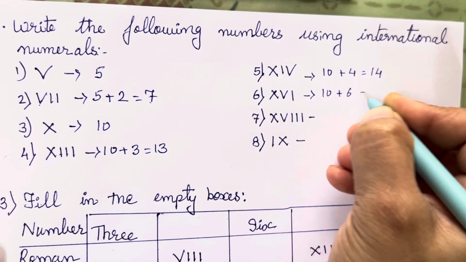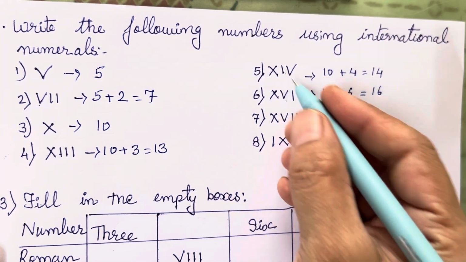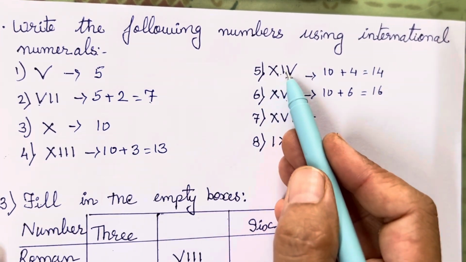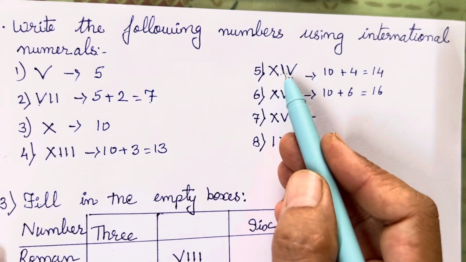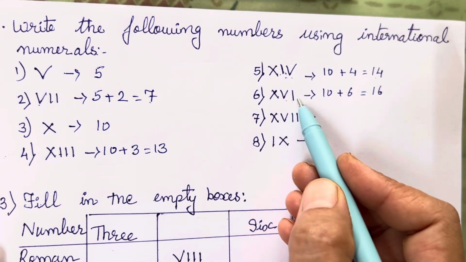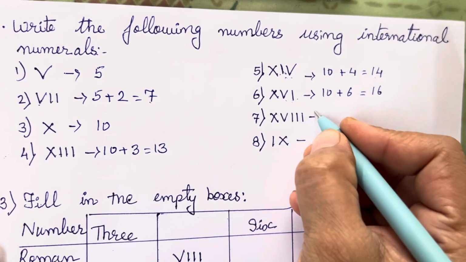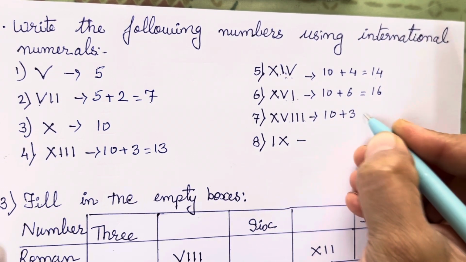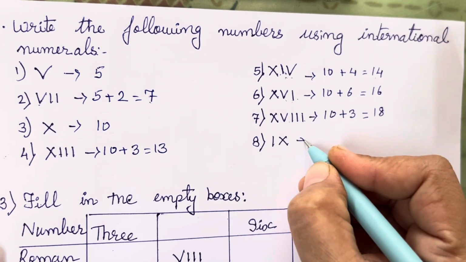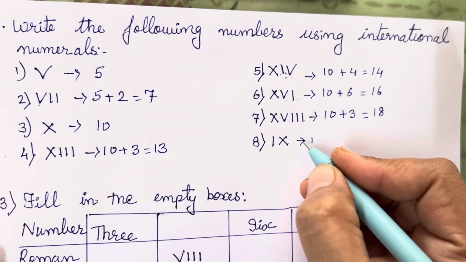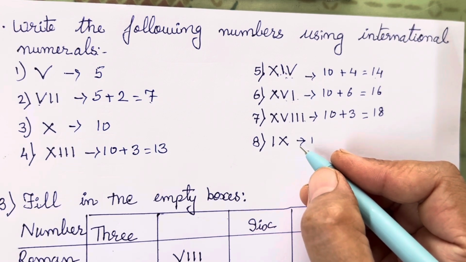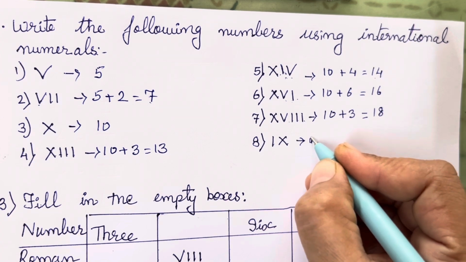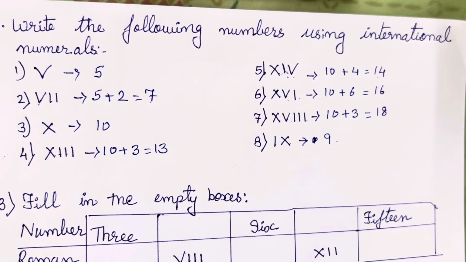10 plus 6, this is going to be 16. Many of you get confused over here between 4 and 6. So remember, if you have this one before, that means it is 14. If it is after, that means it is 16. Then comes 10 plus 1, 2, 3, so 18. And this is supposed to be, let me check the question, it is right. Yes, it is right. So this is 9. That is 10 minus 1.